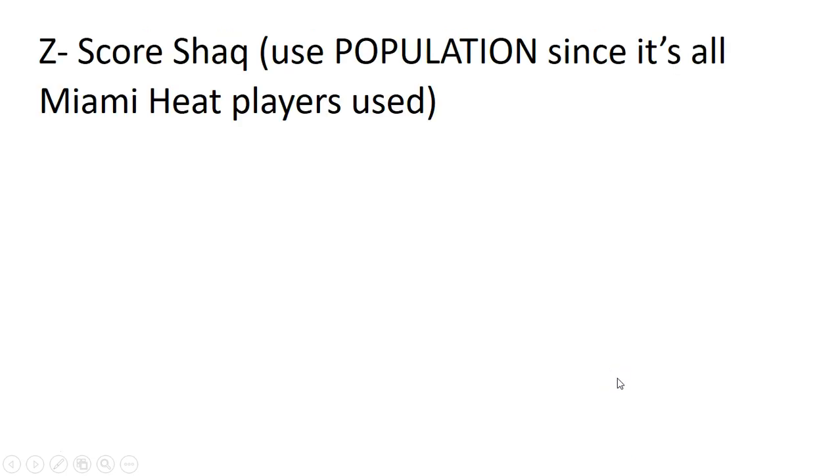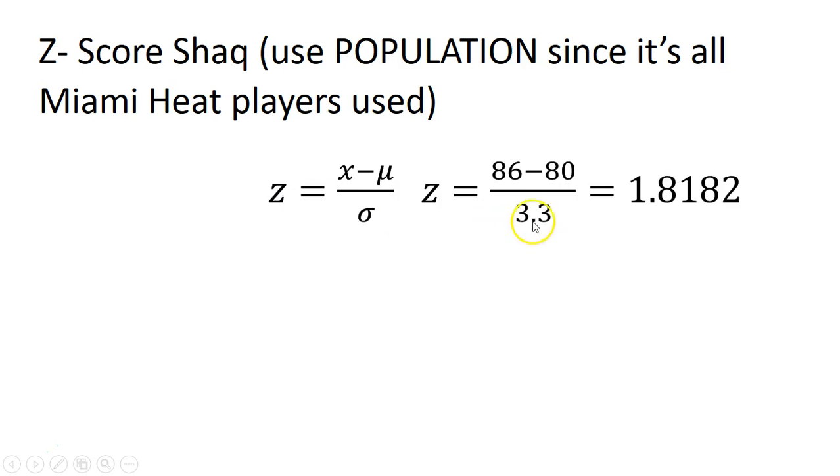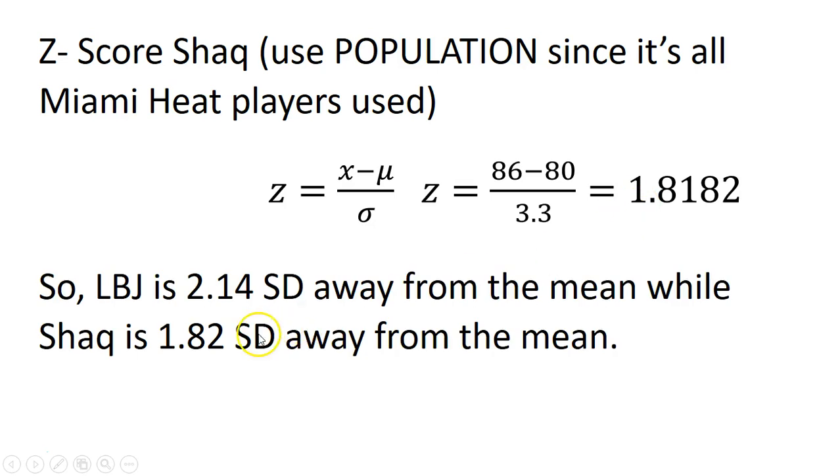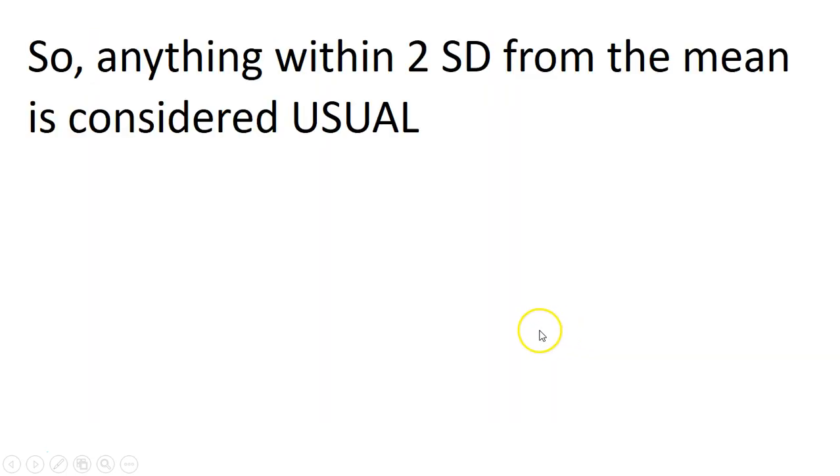All right, the z-score for Shaq. Use population since it's all Miami Heat players used. So all the Miami Heat players that were ever there, that's their average height. That's his height. Divided by that, it's 1.8182 standard deviations. So Lyndon B. Johnson is 2.14 standard deviations away from the mean, while Shaq is 1.82 standard deviations away from the mean. So Lyndon B. Johnson is relatively taller, right?